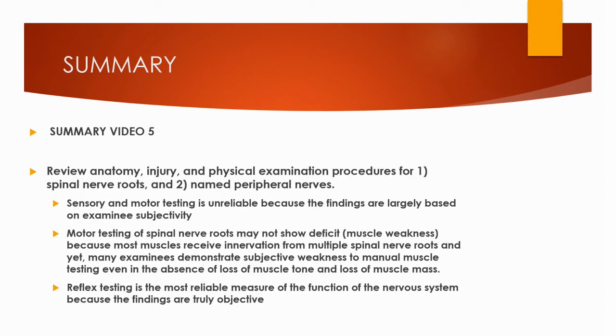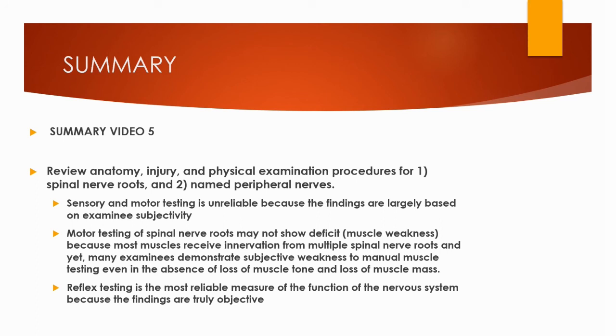And then in video number 5, we began our discussion of the neurologic aspect of the physical examination, and we talked about physical examination procedures for the assessment of the spinal nerve roots, and then also the named peripheral nerves of both the upper and lower extremity. And the main conclusion from video number 5 was that, while we rely heavily on our findings in physical exam on sensory and motor testing, sensory and motor testing is largely unreliable because it relies heavily upon examinee subjective reports.